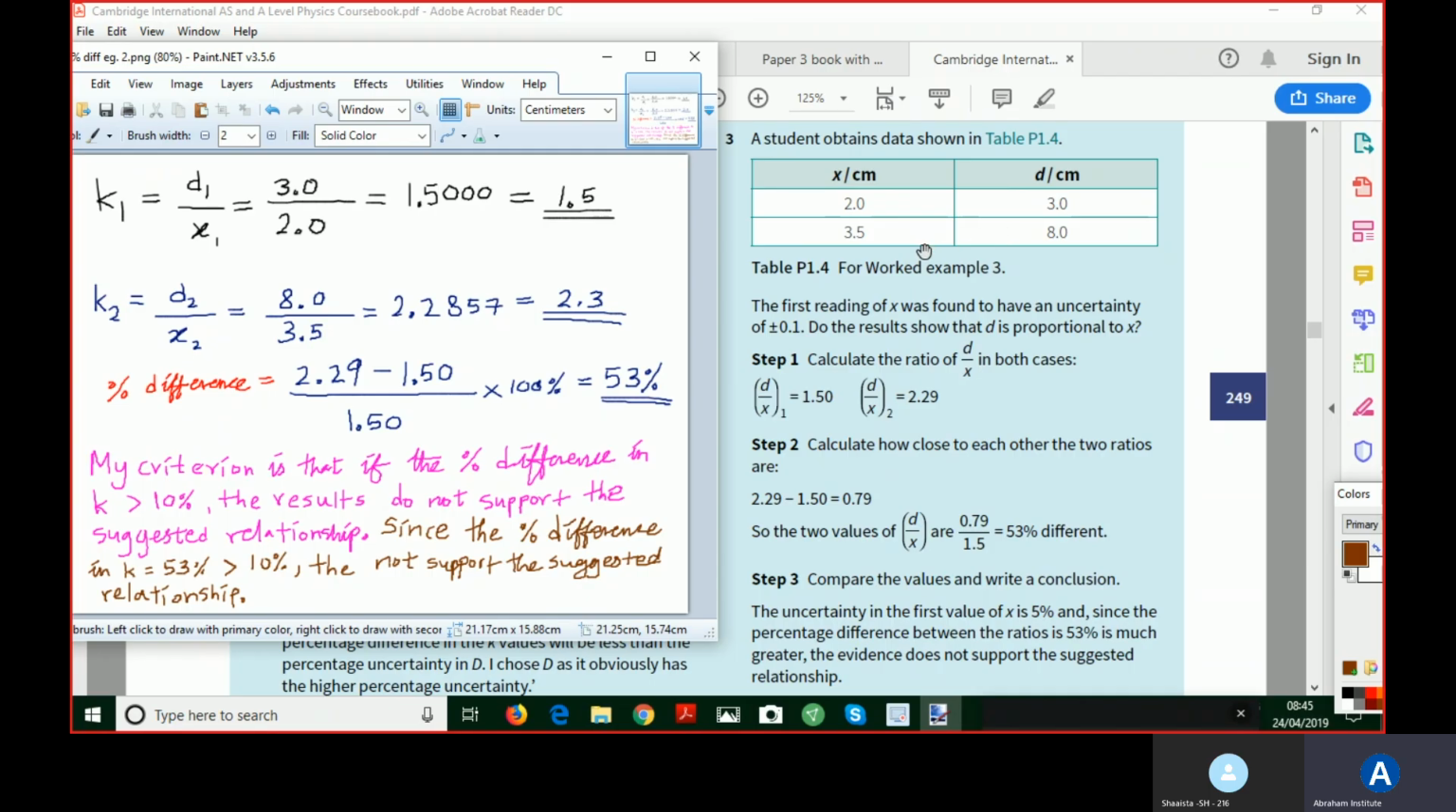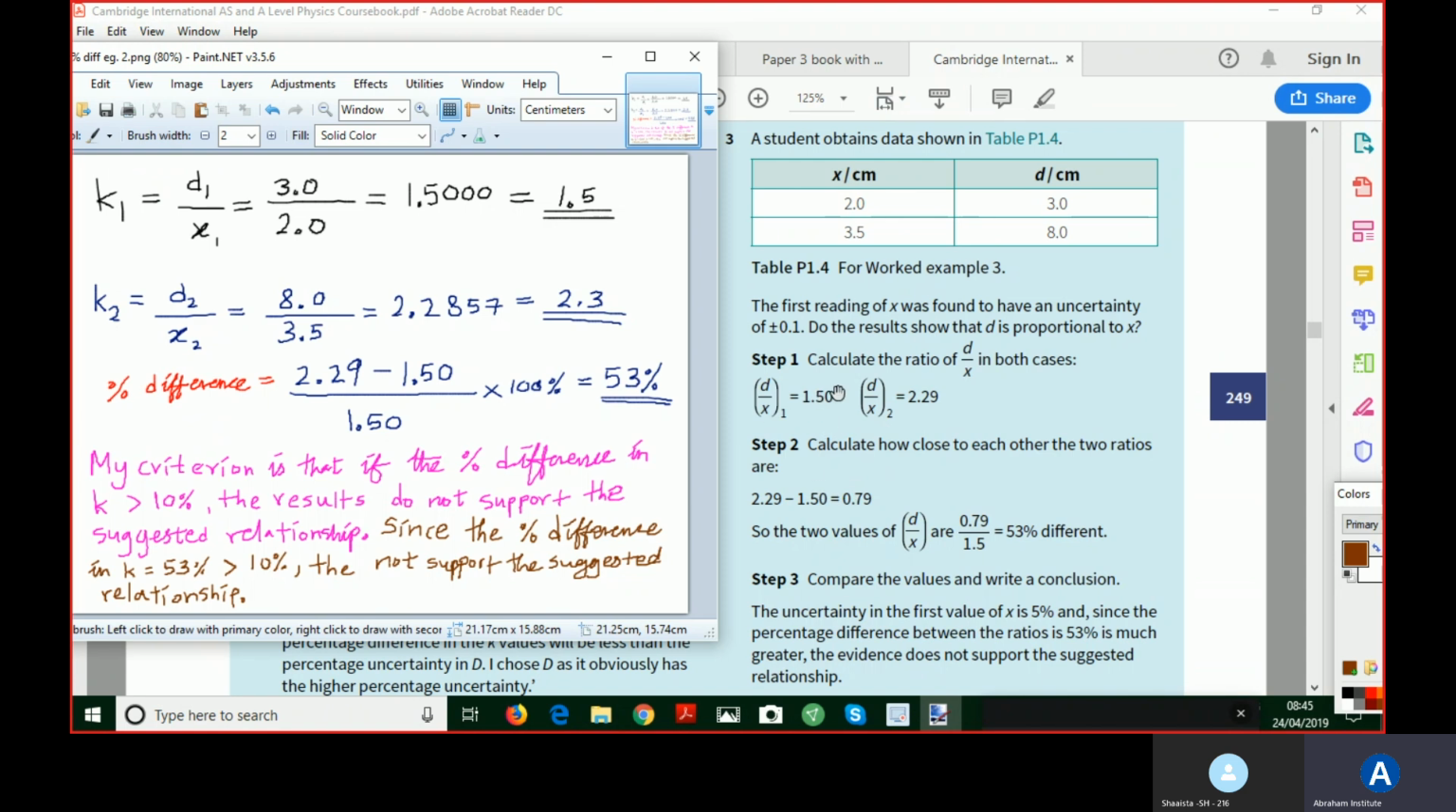But in this question, first we will find the percentage difference. And if the percentage difference is less than 10%, then we will need to find the largest percentage uncertainty and compare with that. But if it is greater than 10%, we don't need to compare it with the largest percentage uncertainty. So let's do that first.